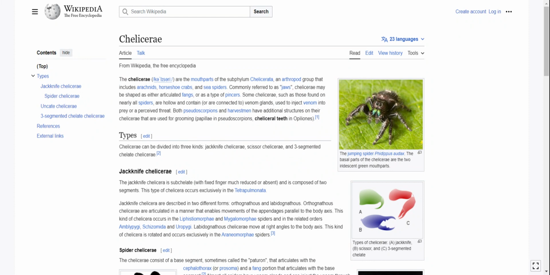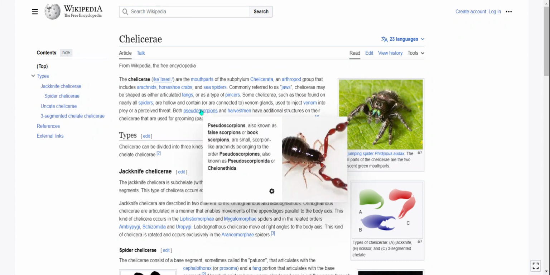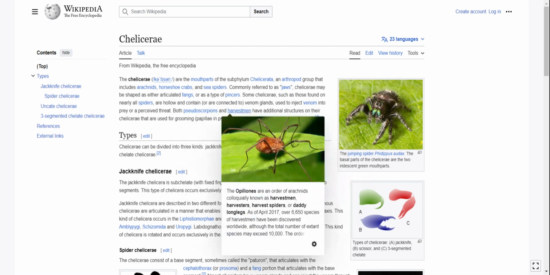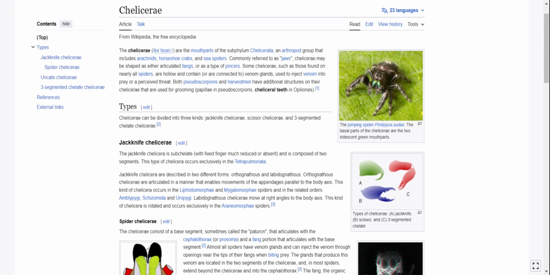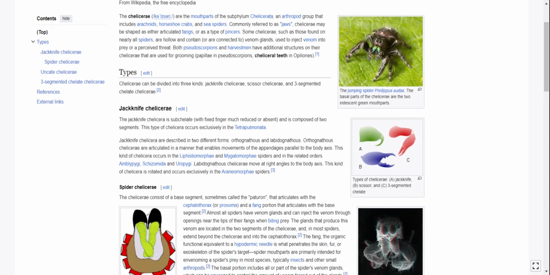Both pseudoscorpions and harvestmen have additional structures on their chelicerae that are used for grooming: papillae in pseudoscorpions and cheliceral teeth in opilions. So pseudoscorpions here and harvestmen. Oh, those fellas. Daddy long legs, as they're known here, at least. Chelicerae can be divided into three kinds: jackknife chelicerae, scissor chelicerae, and three-segmented chelate chelicerae.